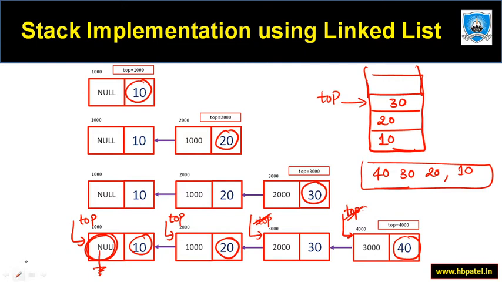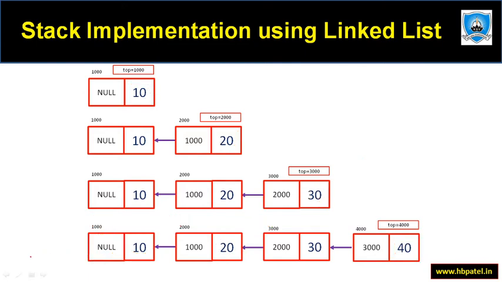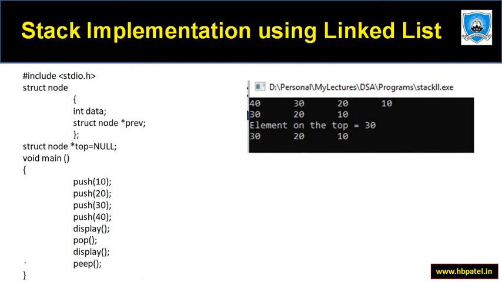So this is how you can do it. So let's see how I can do it programmatically. The main program would look something like this. I'm having a node with two members. As we know, there are two members.